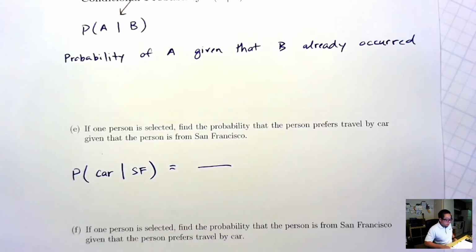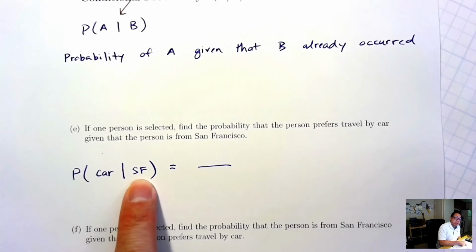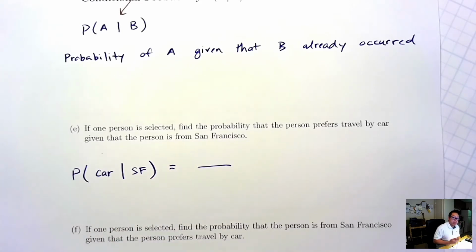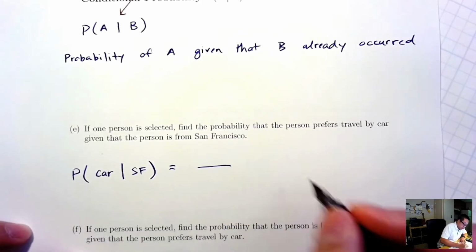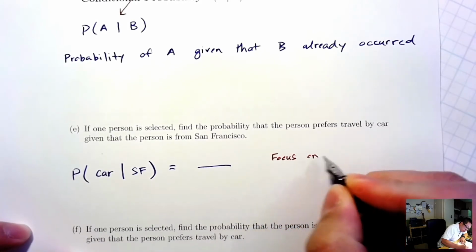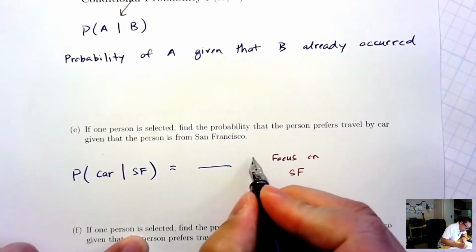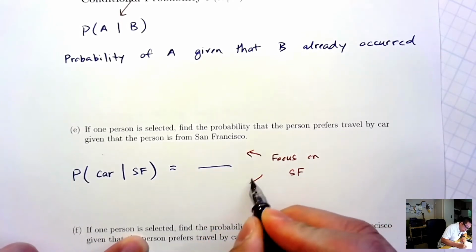Now, what does this mean? Because I'm telling you additional information that the person is from San Francisco, you already know the person is from San Francisco, which means when you calculate the probability, you're going to restrict yourself to just the San Francisco people. So what this really means is, for the top and for the bottom, you're just going to focus on the given part, which is the San Francisco numbers.